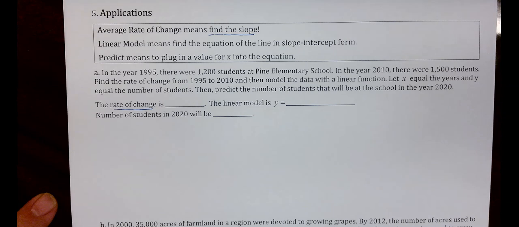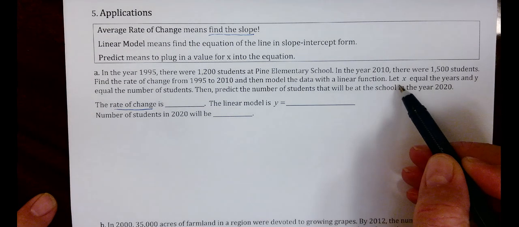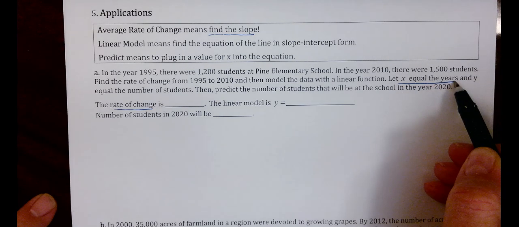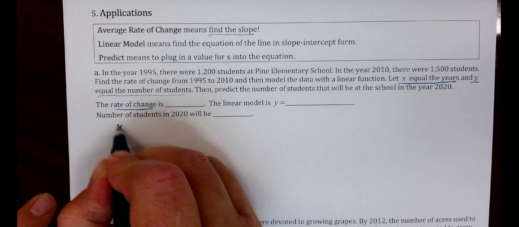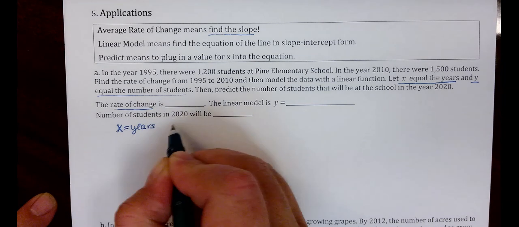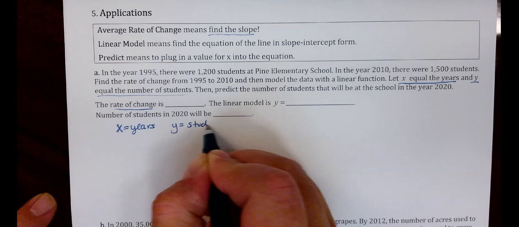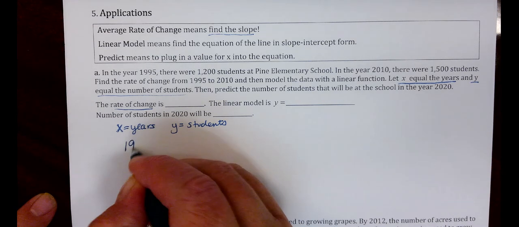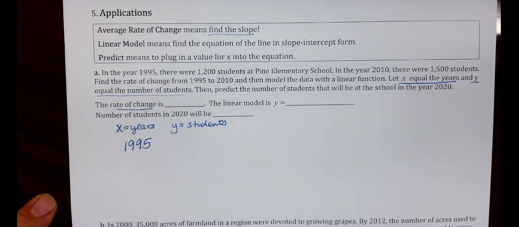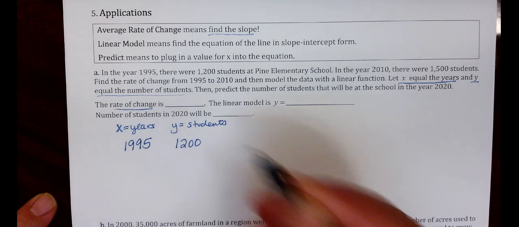Now, we don't see those ordered pairs in this problem, but we can create them from the information that is given. So if we look carefully, in this sentence, it says let x equal the years and y equal the number of students. So x is years and y is students. Let's look at the first sentence. In the year 1995, so we have a year here, 1995, there were 1,200 students.